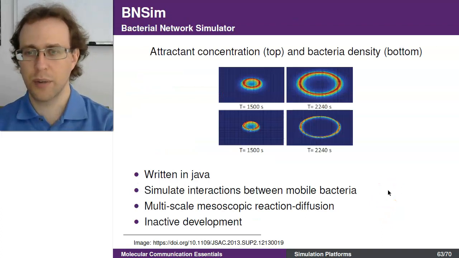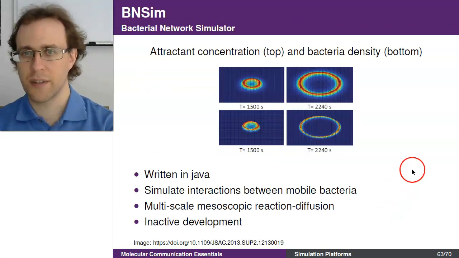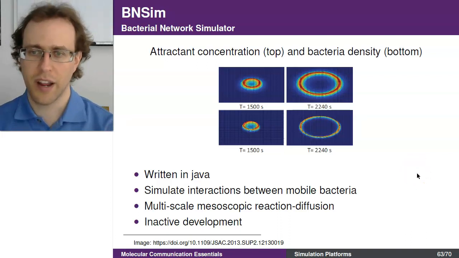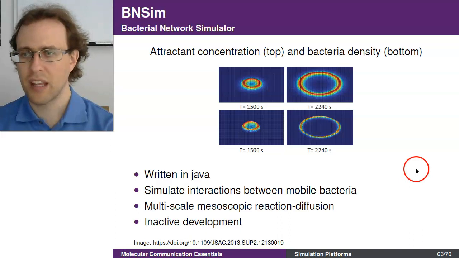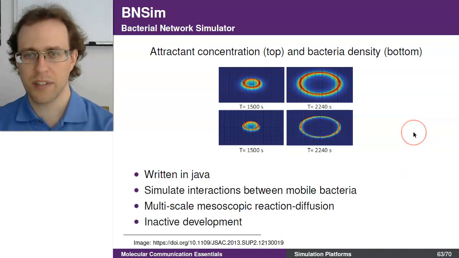I'll just quickly go through these. I won't read through all the details, but one of the simulators is BNSim, and it has multi-scale mesoscopic reaction diffusion, so it's fairly sophisticated. It was written in Java. It was focusing on modeling interactions between mobile bacteria, but I believe since the papers came out, the authors moved on to other areas, so the actual development of this simulator is inactive.